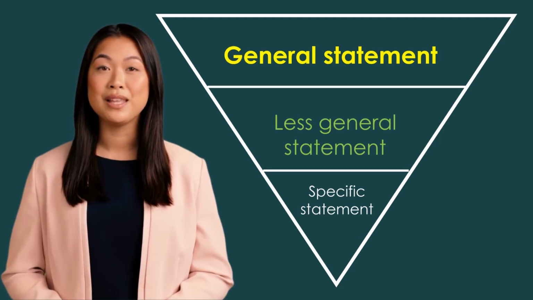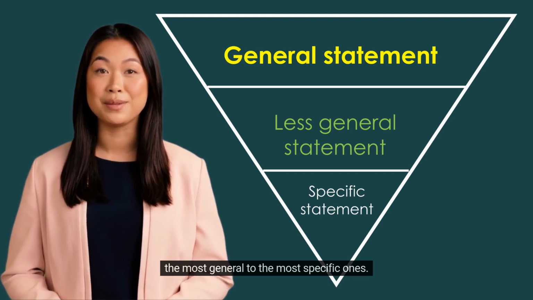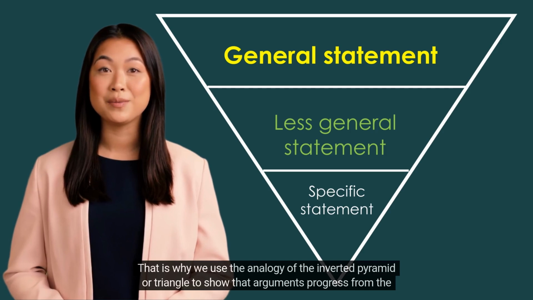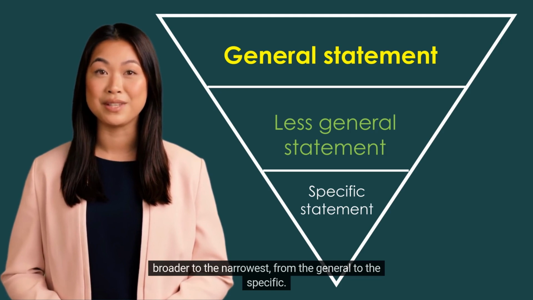So remember, the ideas in the introduction or first paragraph of a short essay in English should be organized from the most general to the most specific ones. That is why we use the analogy of the inverted pyramid or triangle to show that arguments progress from the broader to the narrowest, from the general to the specific.